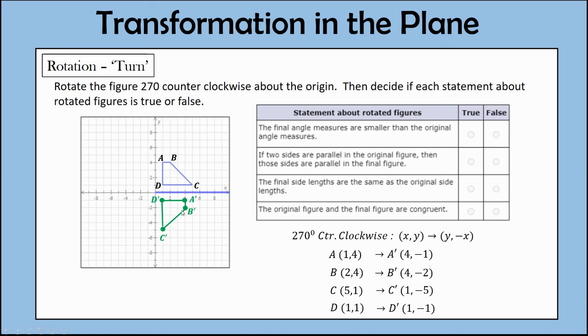And there is a rotation, guys. We rotated this thing counterclockwise. So we start here. Think about going quadrants. That's 90, 180, 270. Okay, that's a rotation. Notice the shape isn't oriented the exact same way because we've turned it as we went. Okay. Answer the questions. The final angle measures are smaller than the original. False. It's the same image. If two sides are parallel in the figure, then those sides are parallel in the final. True. The final side lengths are the same as the original. True. The original figure and final figure are congruent. True.